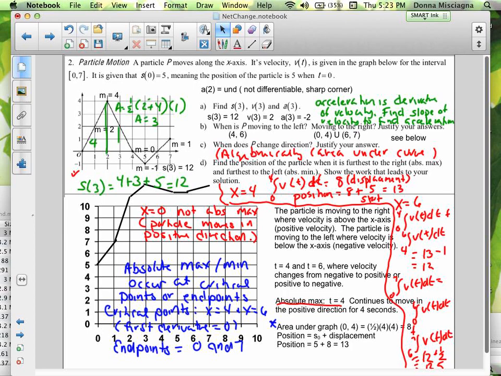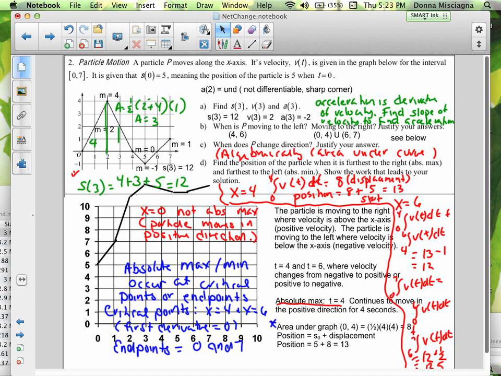Now when does P change direction? It's going to change direction where velocity goes from negative to positive or positive to negative. You have to hit 0 and then go in the other direction. So at t equals 4, we go from positive to negative. At t equals 6, we go from negative to positive. So we changed directions there.